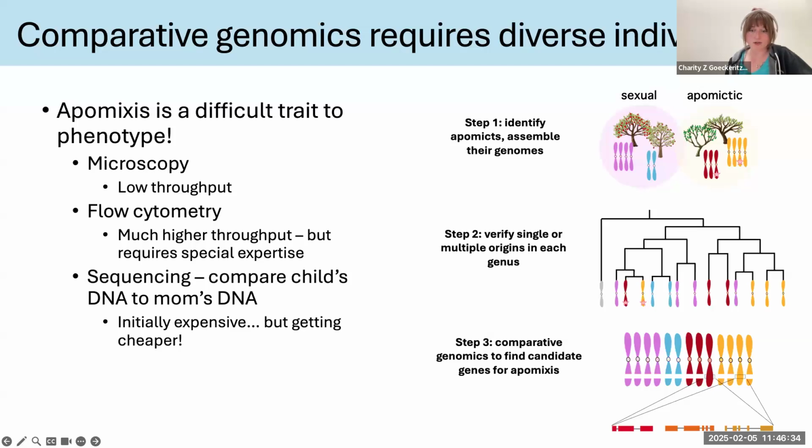And finally, the third classical way to do it is by sequencing both the mother and the child genotype and comparing their DNA sequences. So that used to be expensive, now it's getting cheaper, and most molecular labs are well equipped for DNA extraction and analysis. So that's how our lab is identifying apomixis.